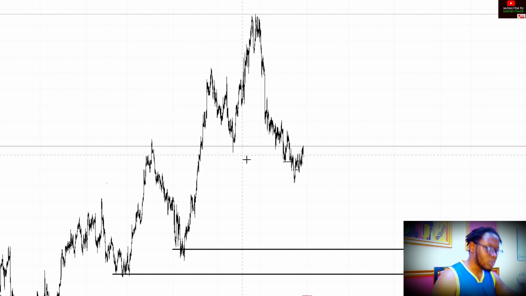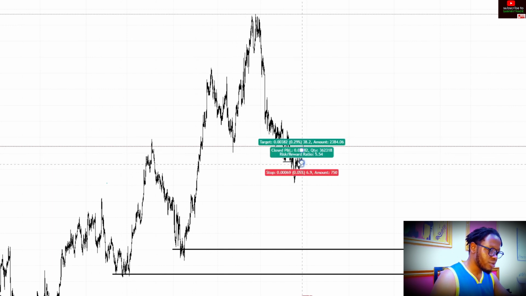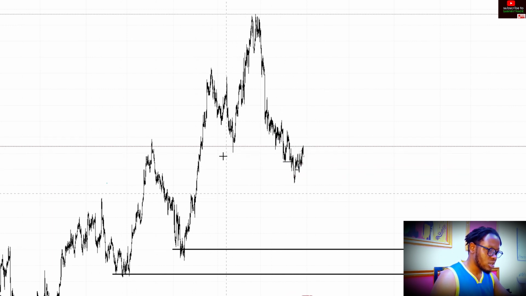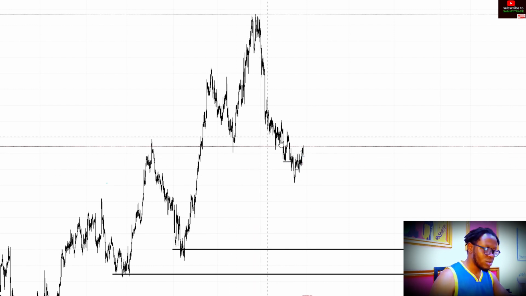Now we know in our mind that price is at this demand zone. So we are waiting for a break of structure, a change of structure at this point to the upside, in order to continue this bullish trend. All right, so let's go down to the lower time frame.